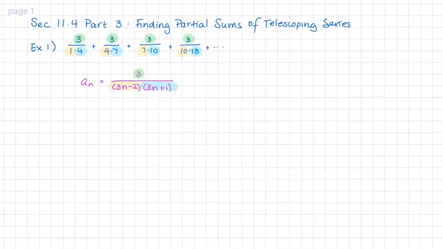Now that we have that, we can use that to easily rewrite the series in sigma notation. And so that's simply just going to be the summation of 3 over (3n minus 2)(3n plus 1), as n goes from 1 to infinity. Okay, so now we have that. Now here's where the fun starts.